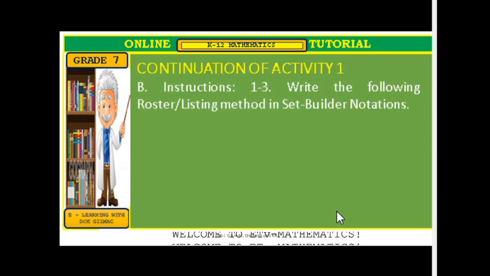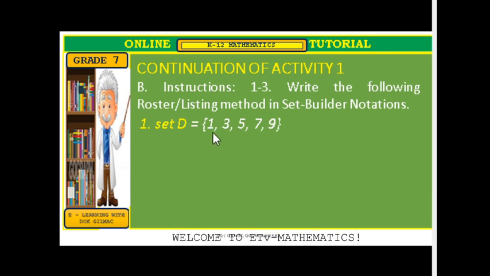Then let's continue. Write the following roster or listing method in set builder notations. This time, the given sets are in roster method, wherein elements are enumerated. So set D is equal to 1, 3, 5, 7, 9. If you try to look at the given elements of set D, these are actually odd numbers. Odd numbers that are less than 11. So therefore, we can say that set D is equal to the set of x such that x is an odd number less than 11.